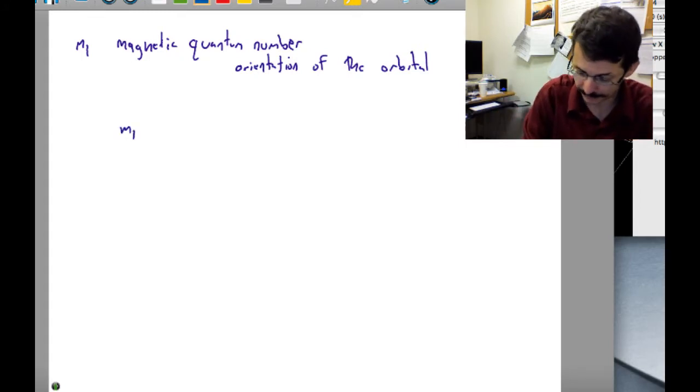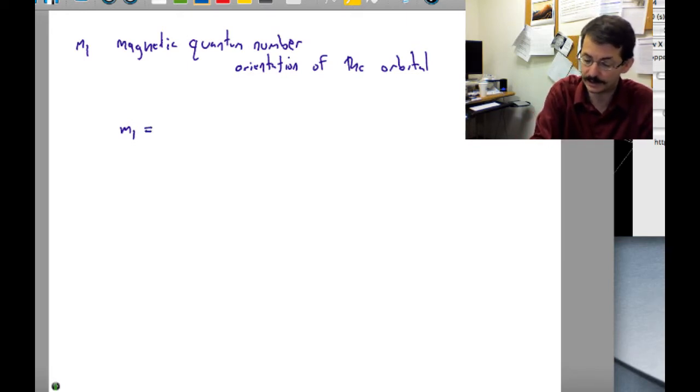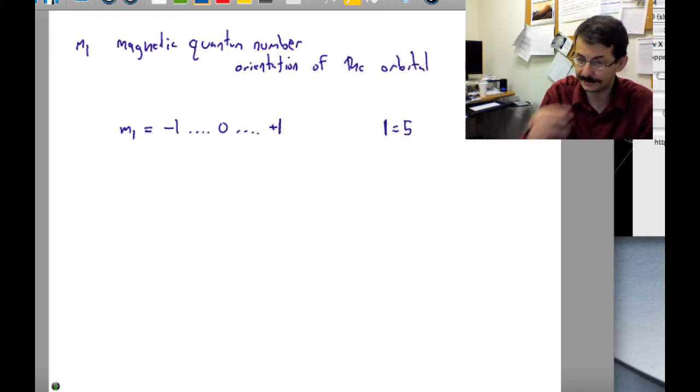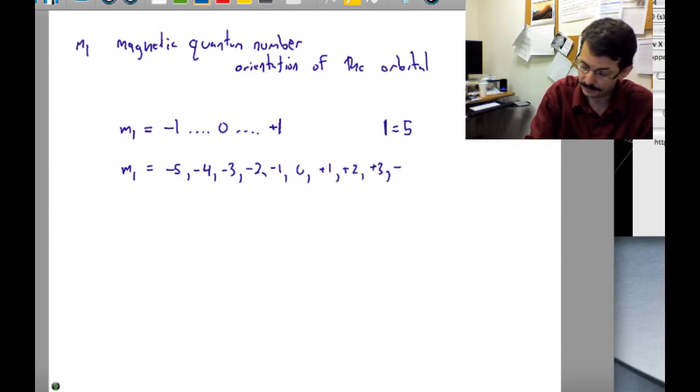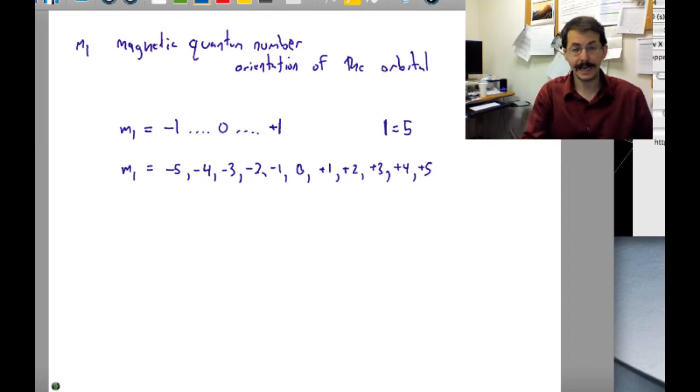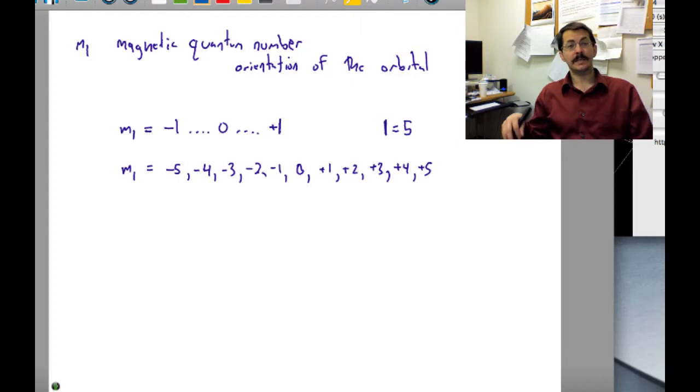It turns out M sub L can have numerical values that are from minus L to 0 up to plus L. So if L was equal to 5, that would mean M sub L could be equal to minus 5, minus 4, minus 3, minus 2, minus 1, 0, plus 1, plus 2, plus 3, plus 4, plus 5, all of which would be valid values for M sub L. Again, an electron only has one M sub L number.